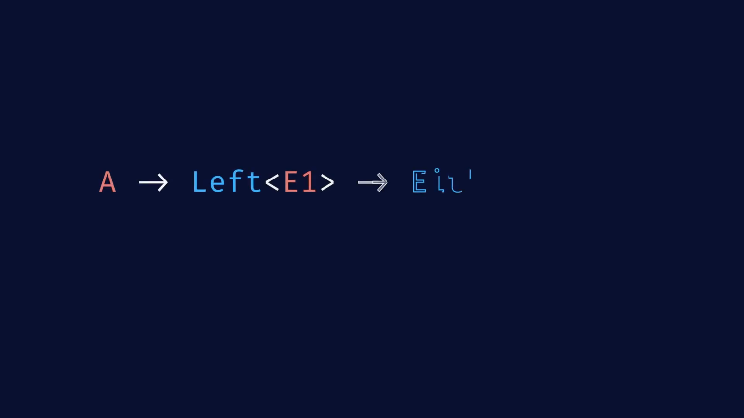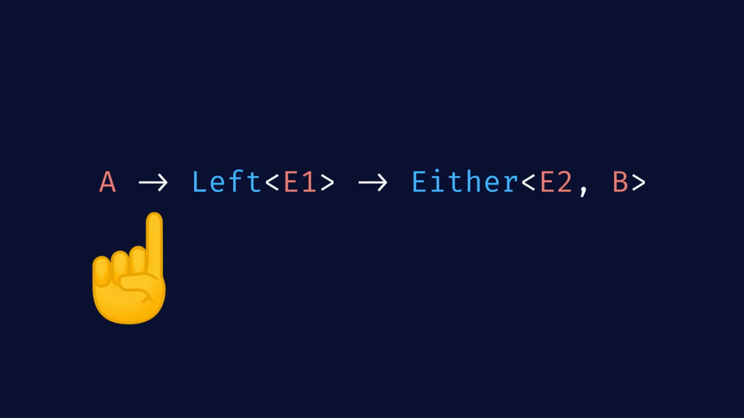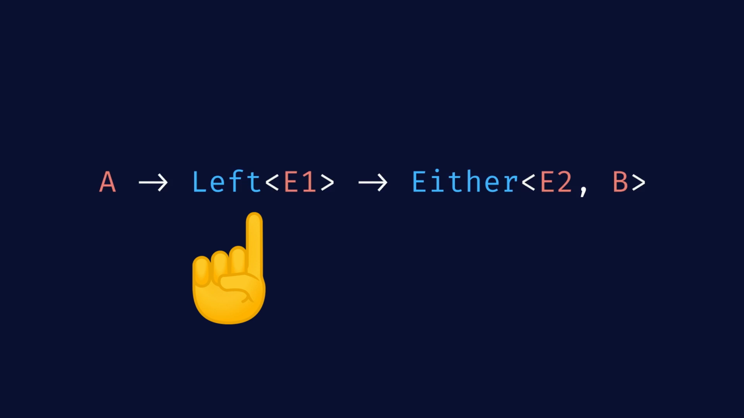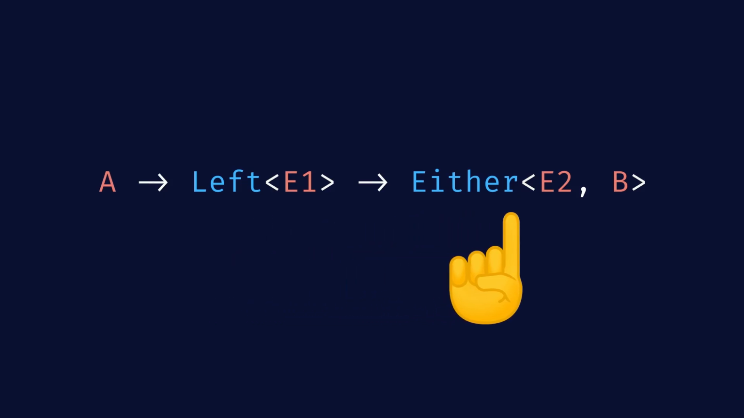Sometimes, when we execute operations that can fail, we want to do some sort of error recovery, which consists in executing a fallback operation when an error occurs. So if we execute an operation that fails and returns a left E1, we might want to execute a fallback operation that returns another either.